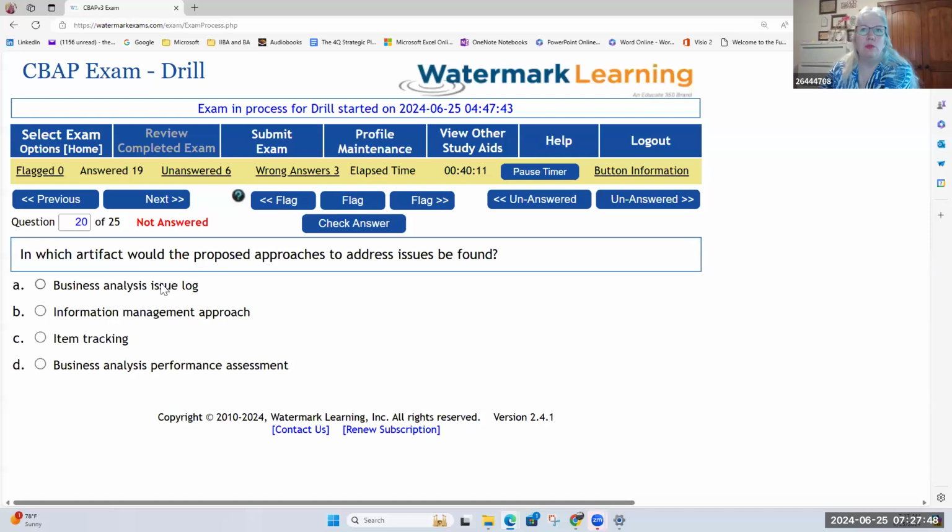In which artifact would the proposed approaches to address issues be found? So this is issues, the proposed approach to address issues. Would it be business analysis issue log, information management approach, item tracking, or business analysis performance assessment? Now remember, we're in chapter 3 where we're talking about the business analysis performance, how we plan our work, how we get it done. So of these, which one would it be?